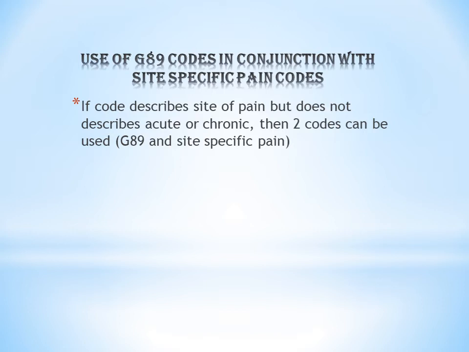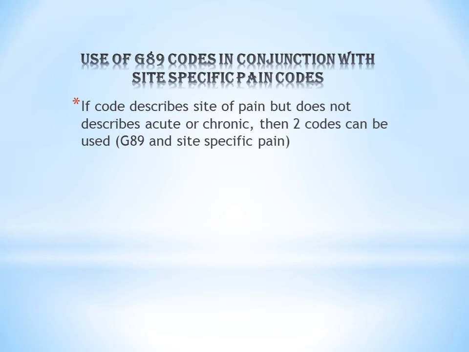Next one, use of G89 codes in conjunction with the site specific pain code. So what is a site specific pain code? For example, if a patient is having acute neck pain, then you can give two pain codes. First one is the acute pain code and the second one is the neck pain code, or code for cervicalgia. Neck pain is the site of the pain, that is the site specific pain code.